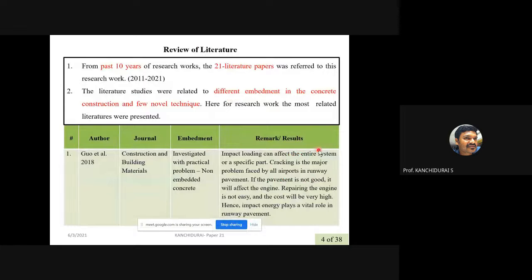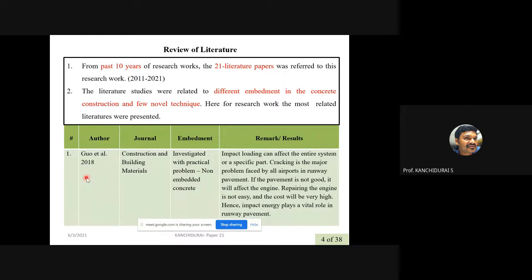Okay. From the past 10 years of research, 21 literature papers were referred to for this research work, from 2011 to 2021. The literature studies were related to different embedments in concrete construction and a few novel techniques. Here, the most related literature is presented.